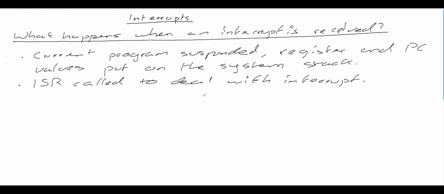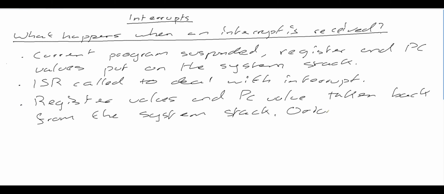And then lastly, after the interrupt service routine has finished, the values of the processor registers and the program counter are retrieved off the system stack, and the fetch decode execute cycle continues to run the original program. Okay, so those are the three stages that take place when an interrupt is received by the CPU.